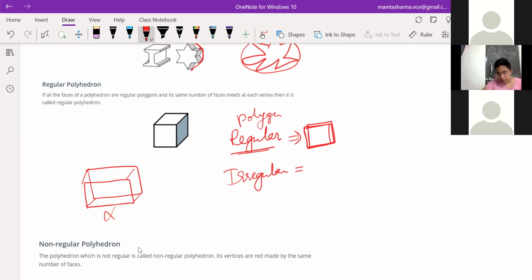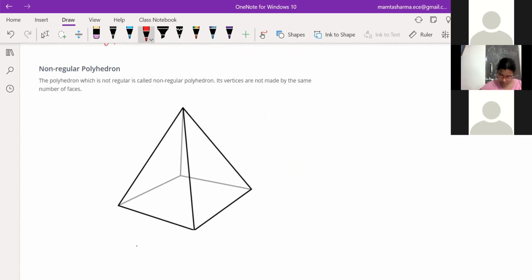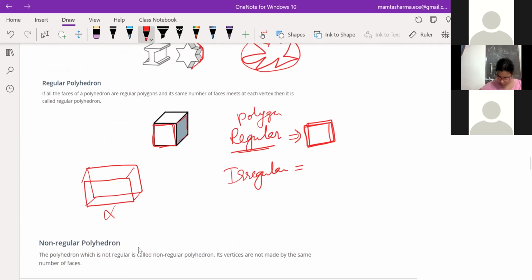Okay. Are you getting my point? All sides should be equal. Here, see, only a cube is regular because all sides are the same. And irregular means all sides are not the same. See here, this is longer than this and this one is shorter. And one more difference is that at a vertex of a regular polyhedron, the same number of faces should meet.